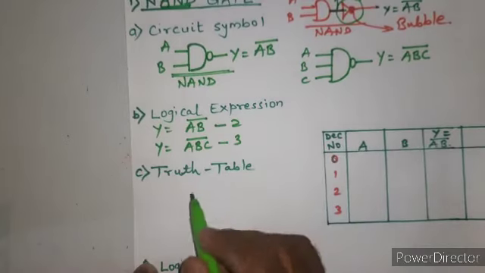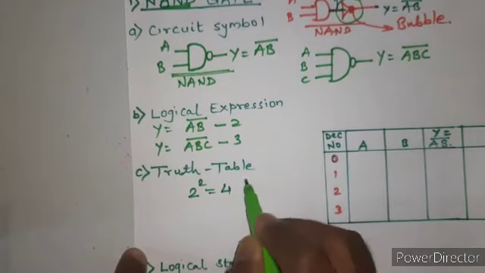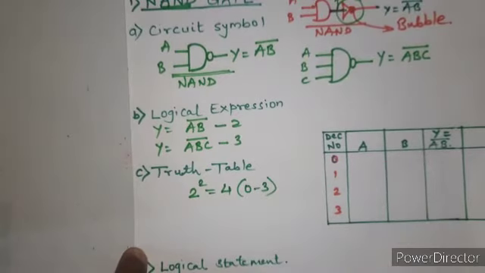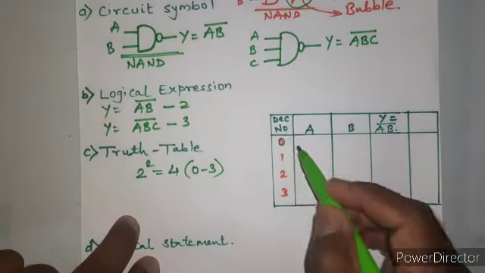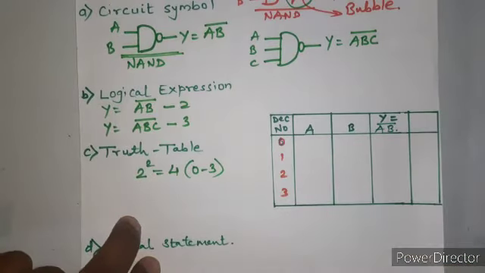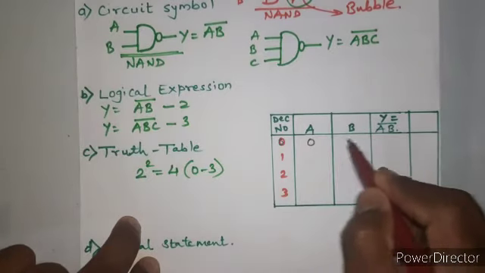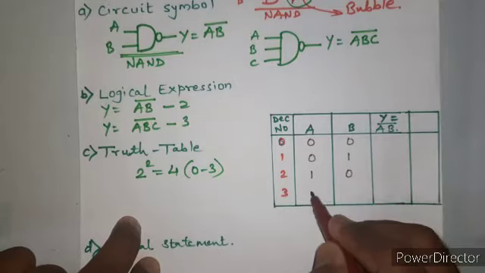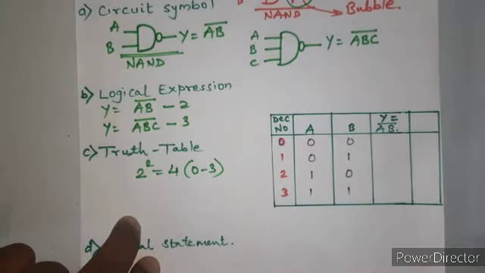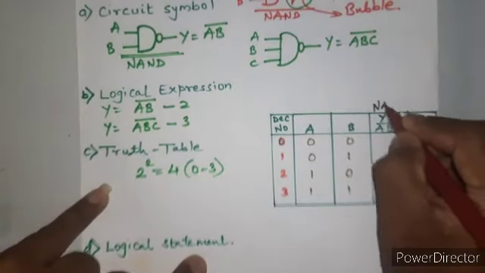Okay, now considering again 2 input NAND gate, 2 raised to 2 is 4, which is from 0 to 3, right? So I have written this decimal number 0 to 3, and then we can convert that to its equivalent binary. So this is 0 0, 0 1, 1 0, 1 1. Okay, so this is we can say for NAND gate.